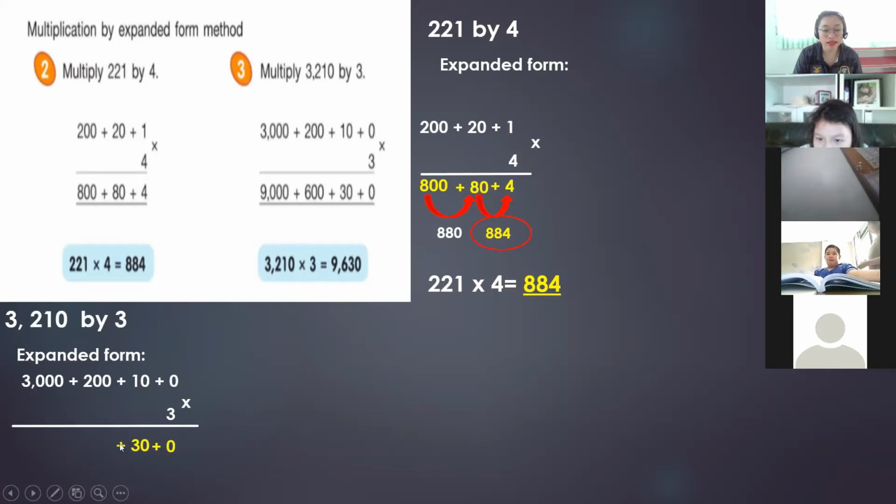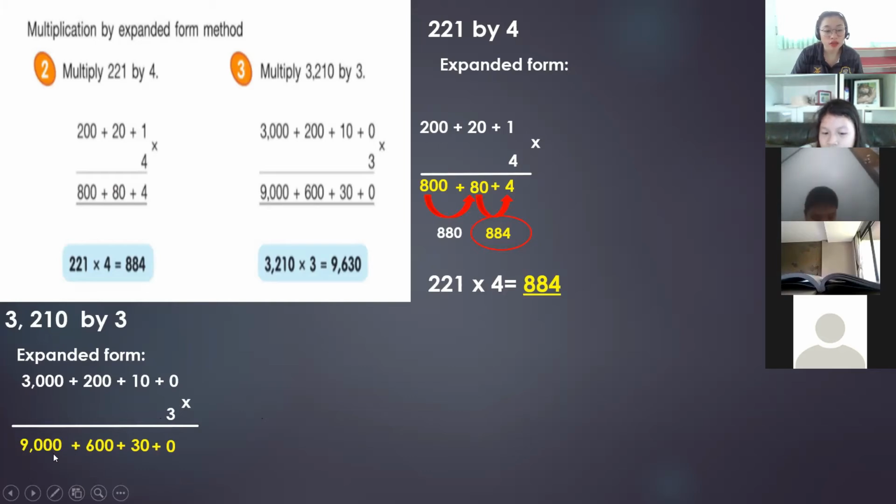3 times 200 is equal to 600, since 3 times 0 is 0 and 3 times 2 is 6. So that makes it 600. 3 times 3,000 is equal to 9,000. Next step is we're going to add the products together to get the correct answer. So we have 9,000 plus 600 is equal to 9,600.